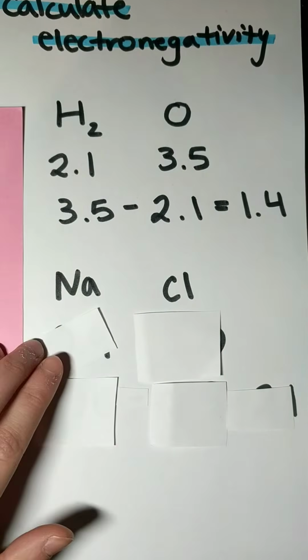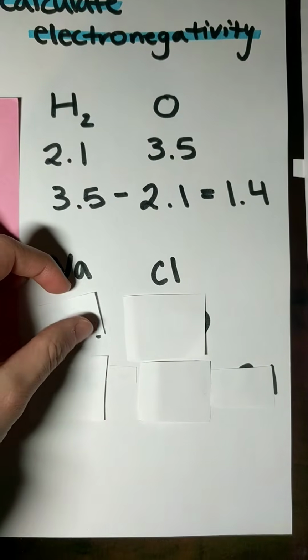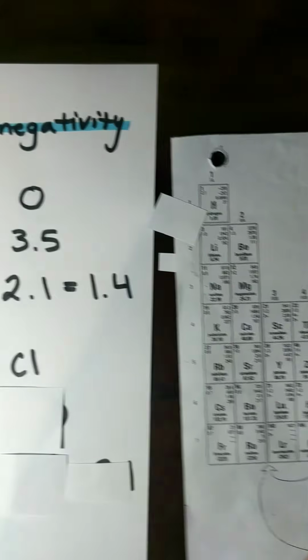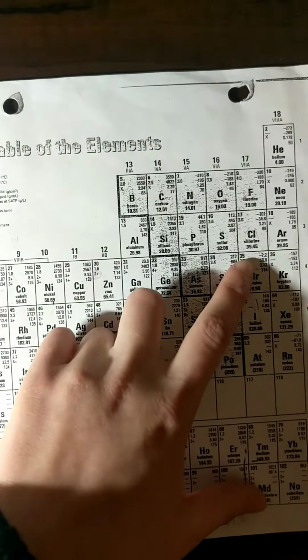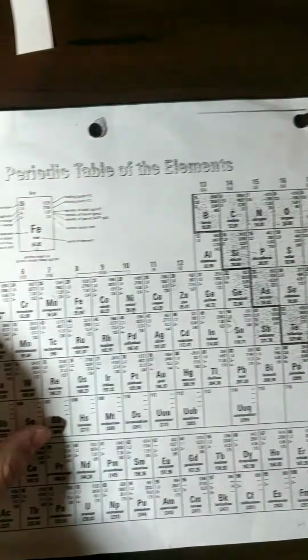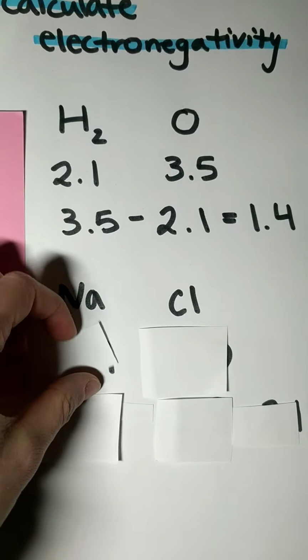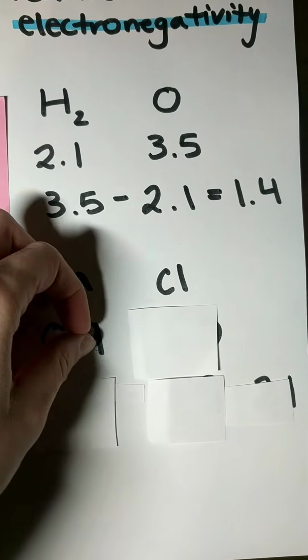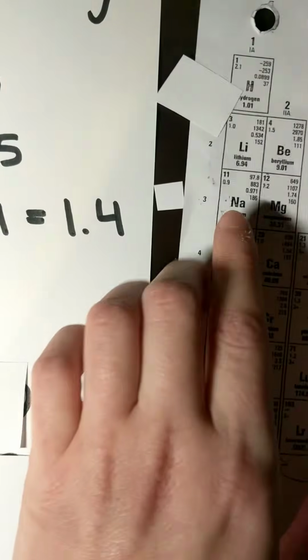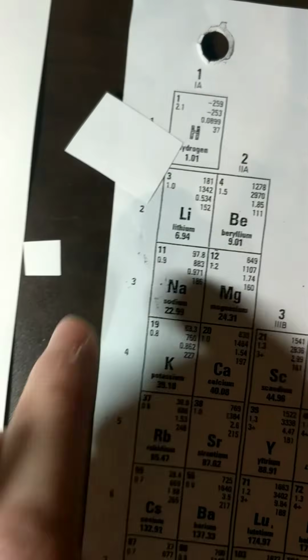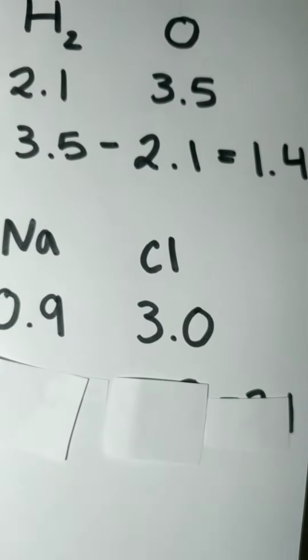Okay, so then let's take sodium and chlorine as our second example. Chlorine is a nonmetal, and sodium is a metal, so it should be ionic, but let's calculate it anyways. Sodium has an electronegativity value of 0.9, and chlorine has an electronegativity value of 3.0, which is right here.